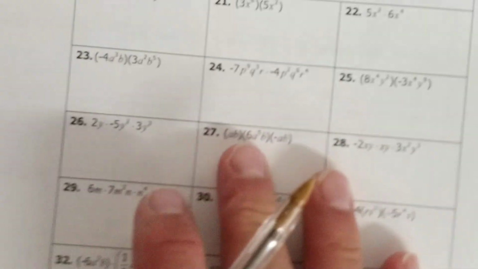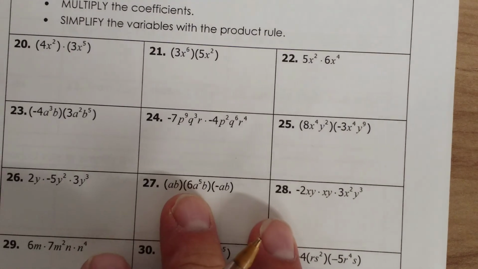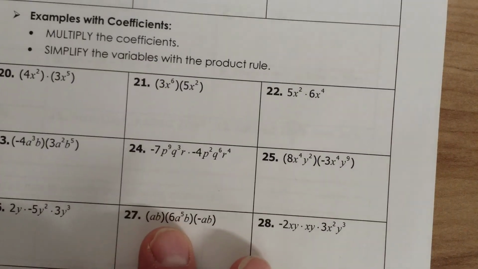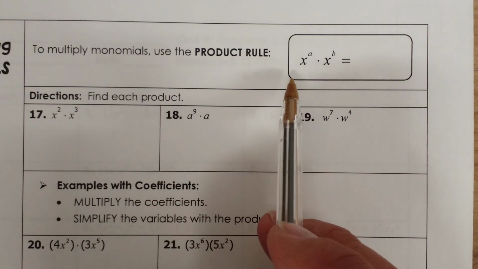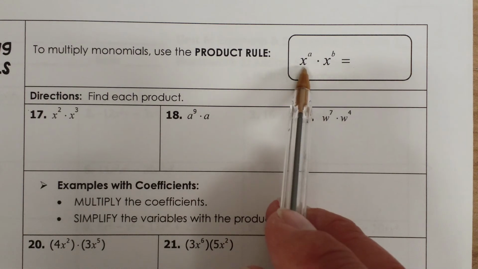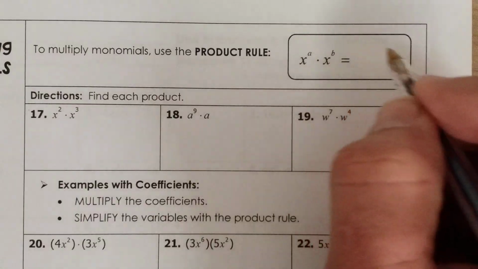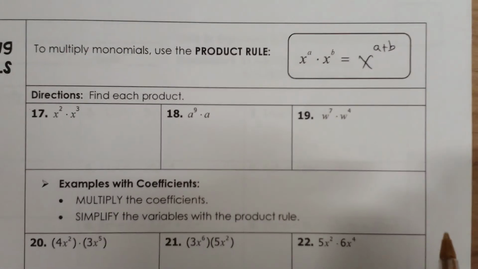Multiplying monomials. Okay. This is going to be a little bit different. To multiply monomials, you're going to use the product rule. The product rule says that when you multiply monomials, you keep the base, the big numbers, the x's, and you add the exponents. So whatever these two numbers are, you add them together.